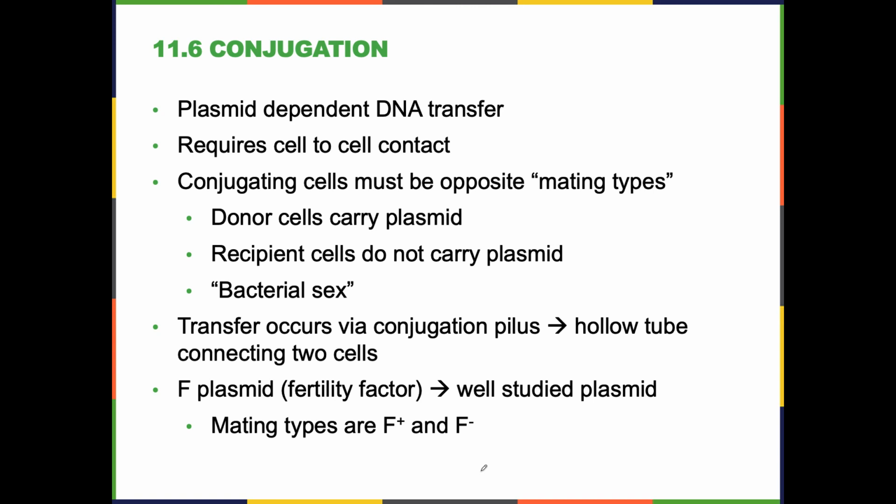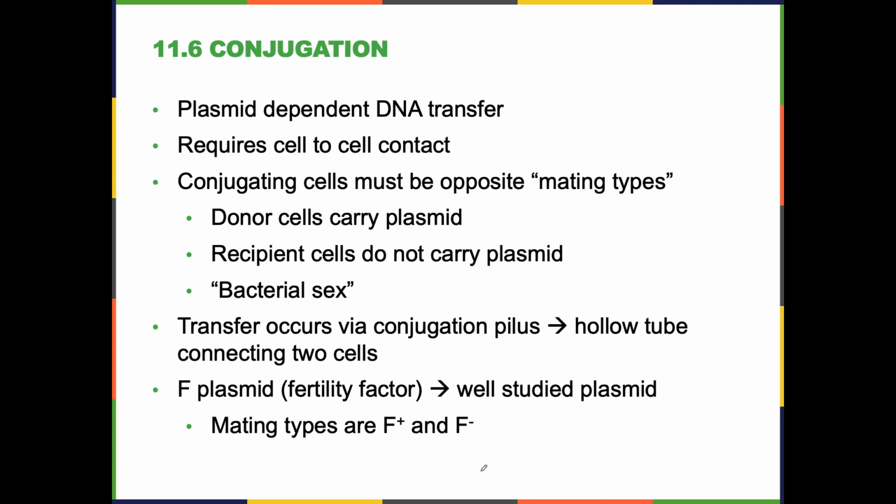We have mating types, right? So our donor cell carries the plasmid. Our recipient cells do not carry the plasmid. So you cannot have mating between cells that don't carry plasmid, obviously, because there's no plasmid involved. But you also can't have conjugation between cells carrying the same plasmid, because the plasmid doesn't want that to happen. It wants to go to a cell that doesn't have the plasmid, right? And then check how this happens.